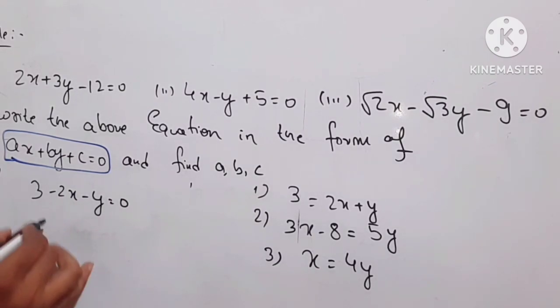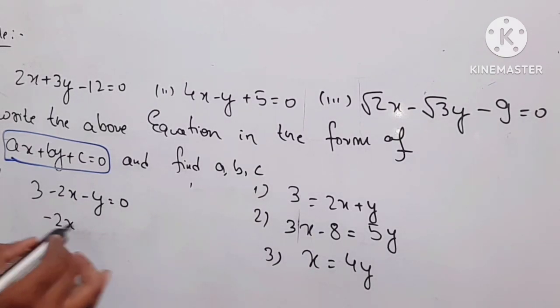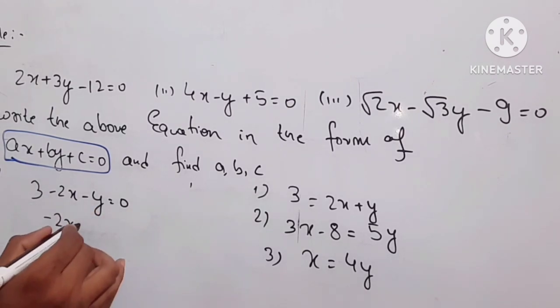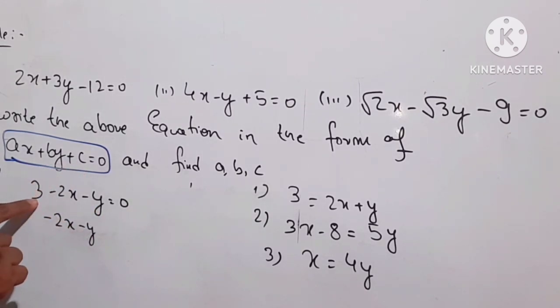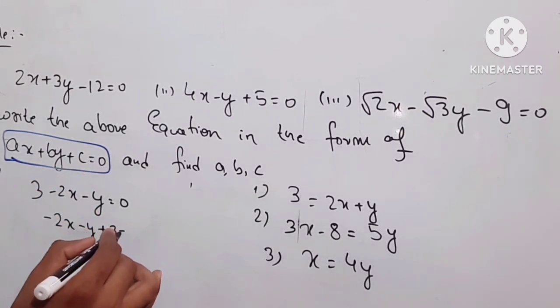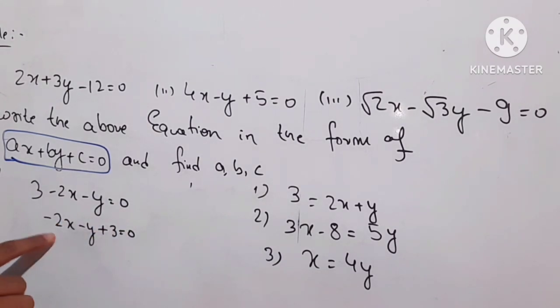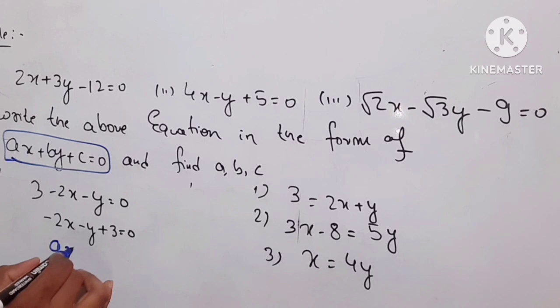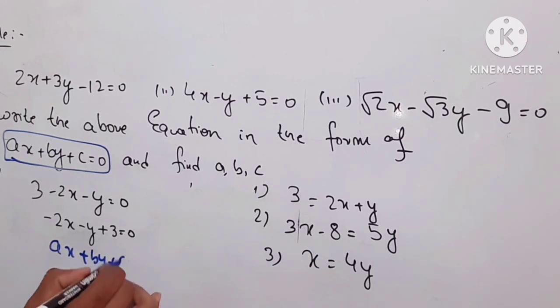So what is the sign? X is minus. So place it like this, minus. After that y should be there. What is the sign here? Minus. Okay, after that the constant. What is the sign? Plus. So plus equal to 0. Now they are arranged. Now you will do according to that. So we write ax plus by plus c equal to 0.